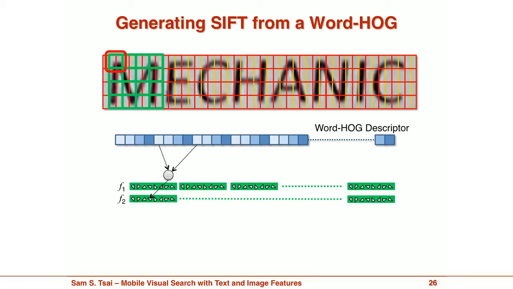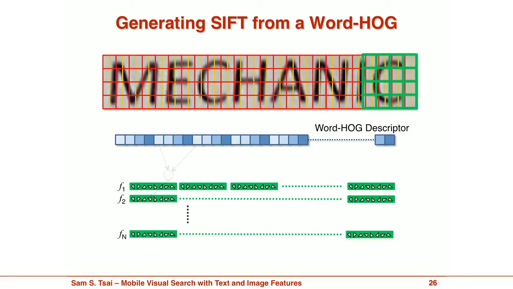Then we move one step to the right and generate a SIFT the same way, using HOG features from the new set of subblocks. We do this for every subblock step along the horizontal direction to generate a series of SIFT descriptors. One thing to note here, since we do not do trilinear interpolation or Gaussian weighting, it's a modified version of the SIFT descriptor. But for convenience's sake, I'll refer to the descriptor as SIFT for the rest of the talk.